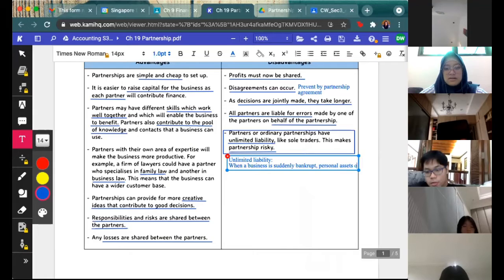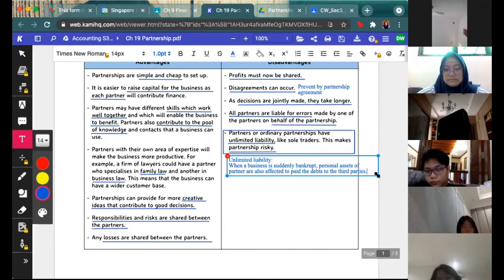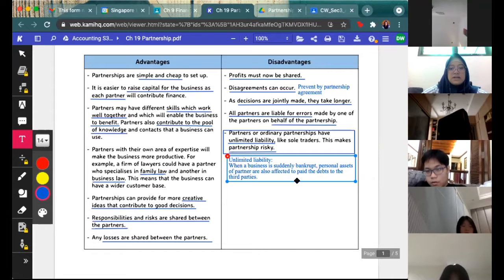Personal assets of the owners or partners are also affected to pay the debts to the third parties. Okay, that's about unlimited liability.